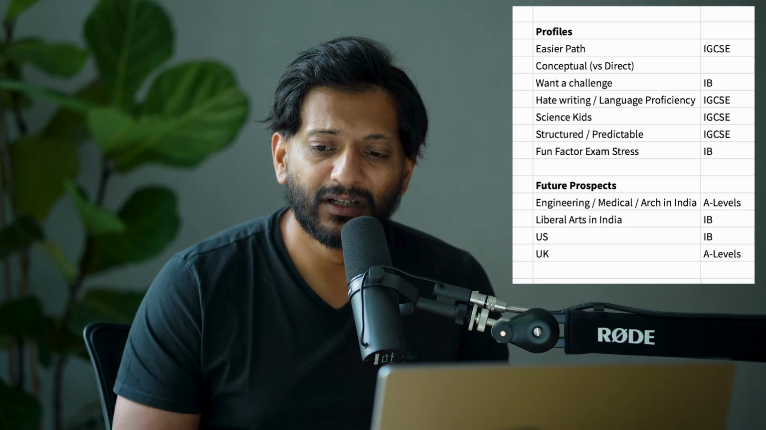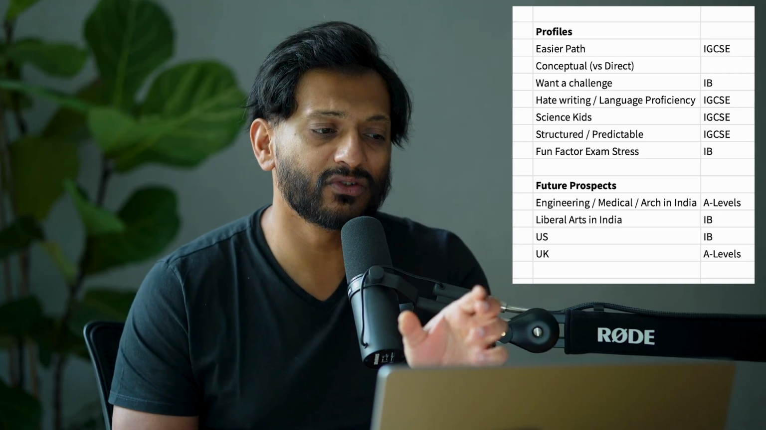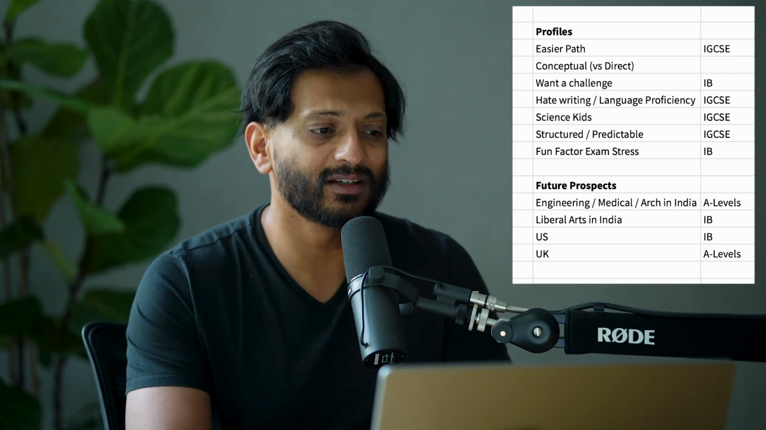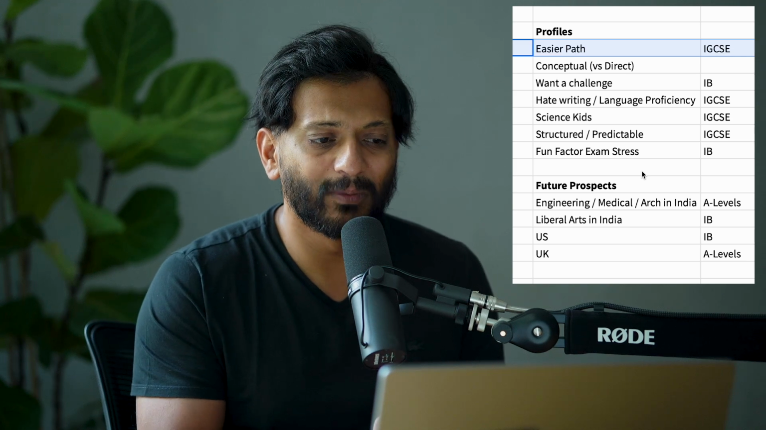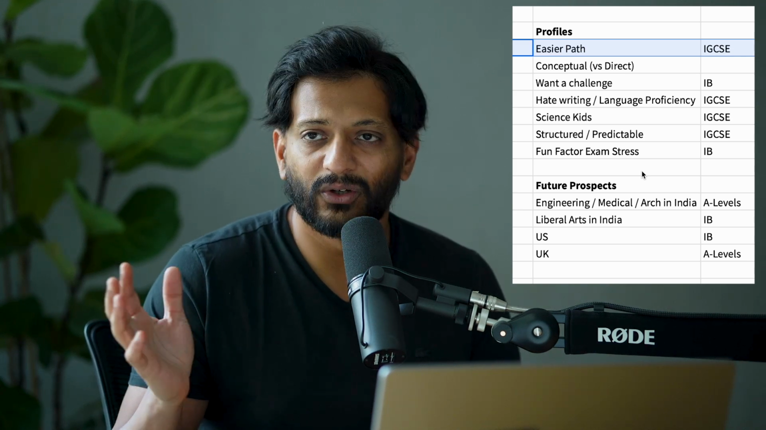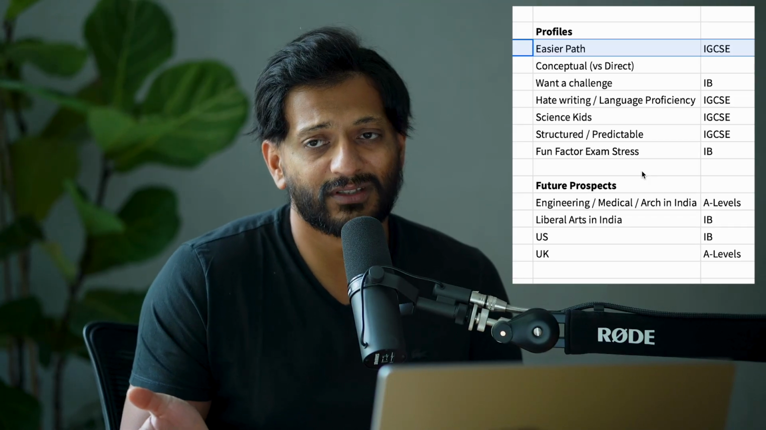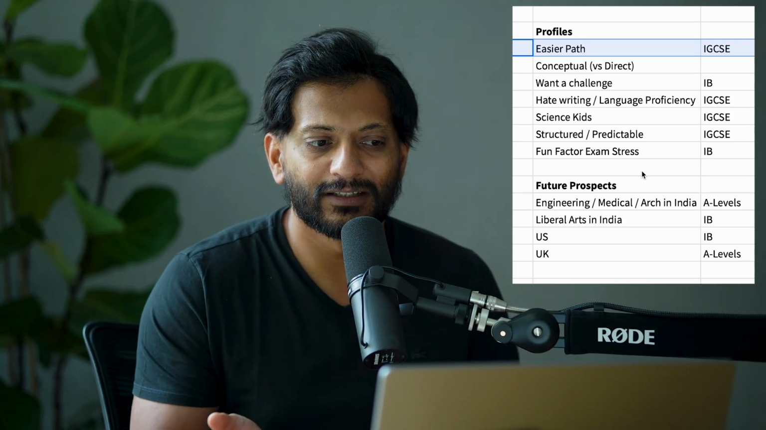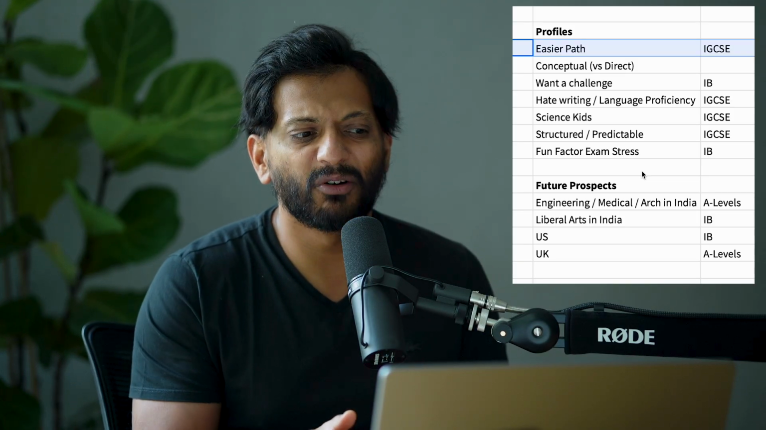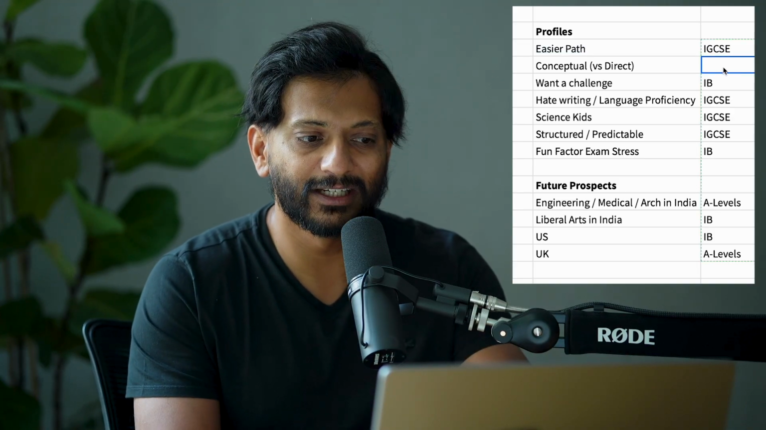At the same time, this comes with a bit of a caveat: only if you don't choose science, right? So your easier path would involve taking English, taking more humanities subjects, taking other subjects, and avoiding maybe math and science, because the math and science in IGCSE is more challenging than IBDP. So that's kind of why we are saying this could be an easier path if created in the right way.